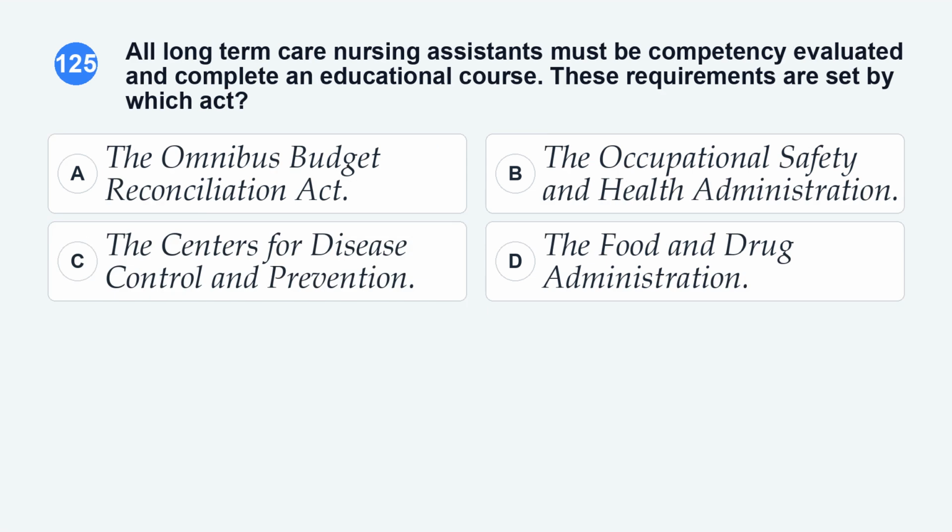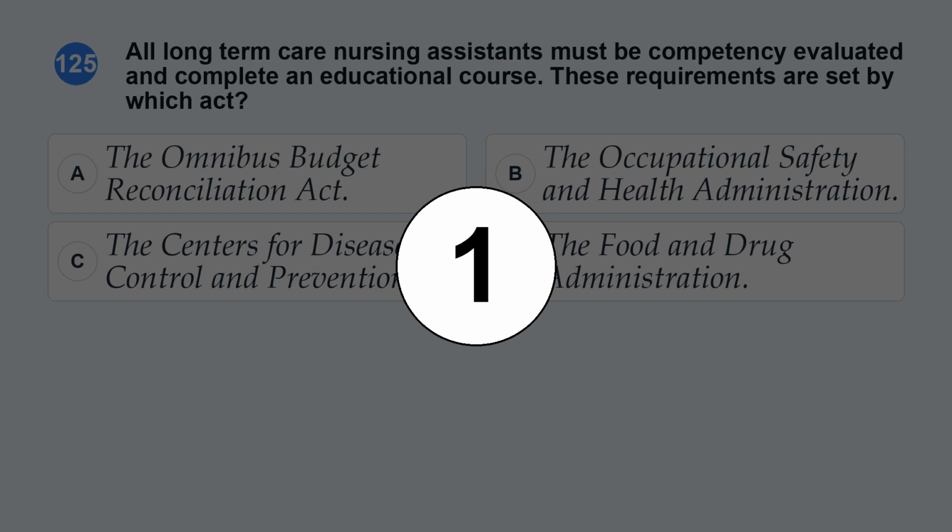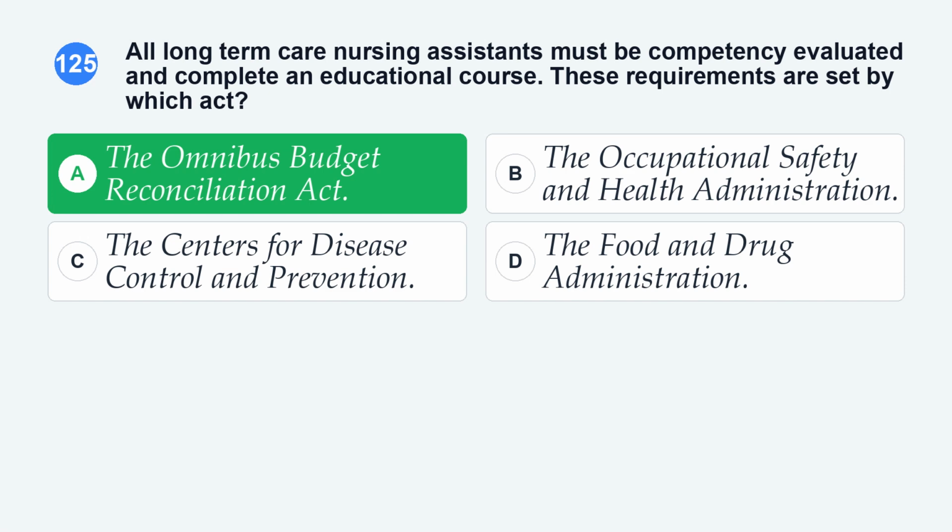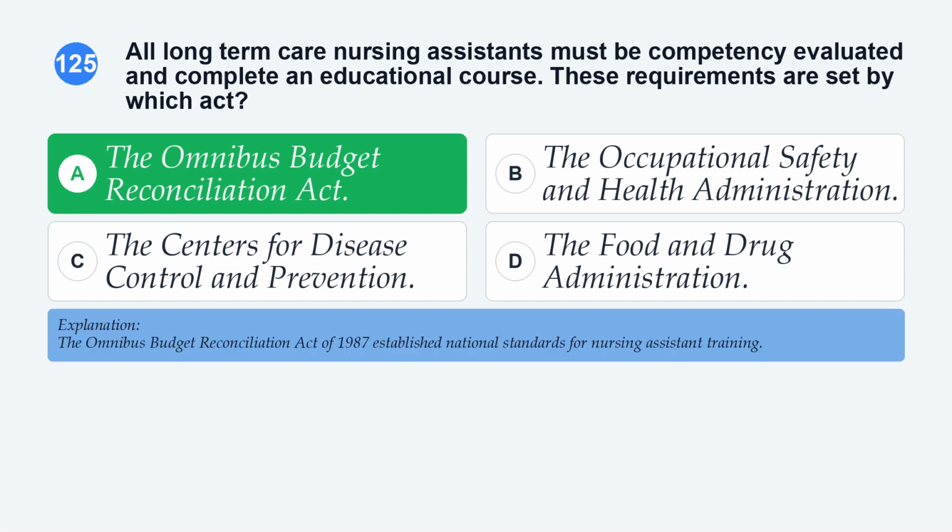Question 125. All long-term care nursing assistants must be competency evaluated and complete an educational course. These requirements are set by which act? Option A, the Omnibus Budget Reconciliation Act. Option B, the Occupational Safety and Health Administration. Option C, the Centers for Disease Control and Prevention. Option D, the Food and Drug Administration. The correct answer is option A, the Omnibus Budget Reconciliation Act. Explanation. The Omnibus Budget Reconciliation Act of 1987 established national standards for nursing assistant training.